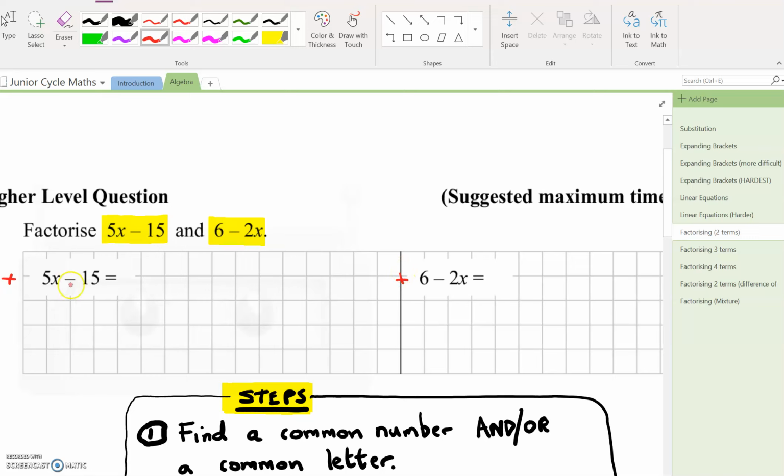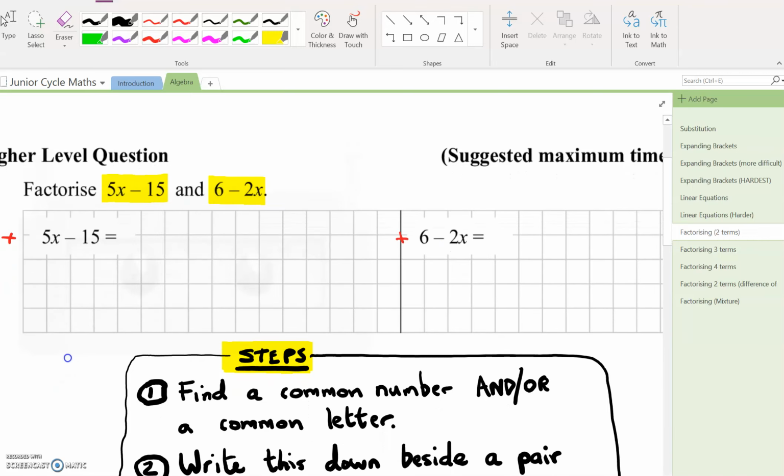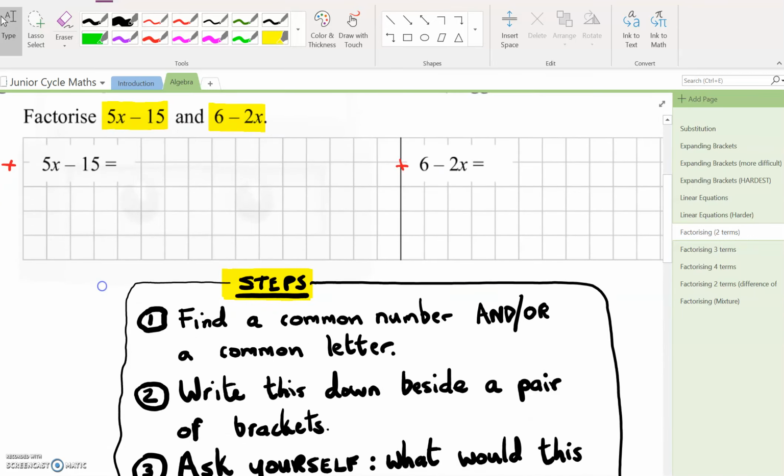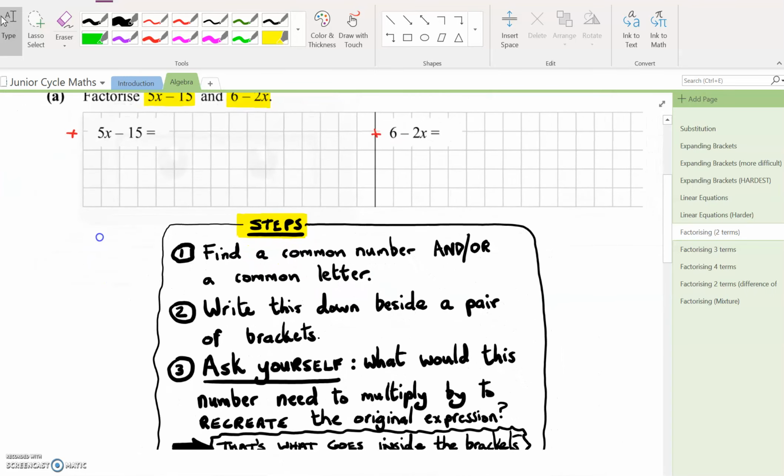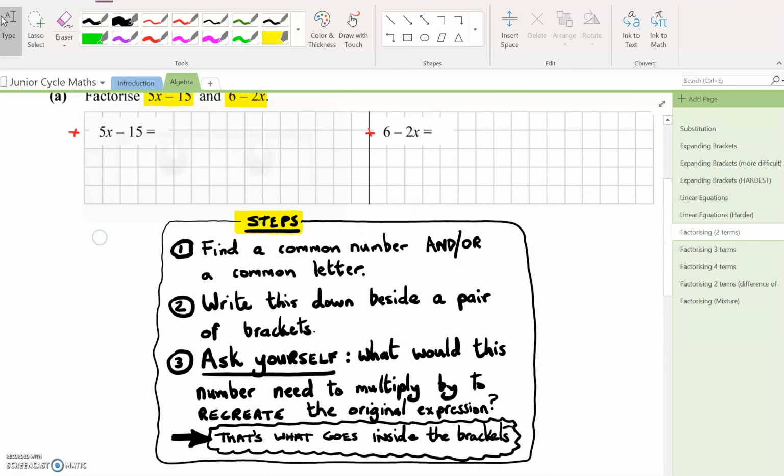So how many terms does this first question have? It has, of course, two terms, and of course this one has two terms as well. So there's a particular method to do factorizing when it comes to expressions that have two terms in them, and the steps are here. Let's take a look at this first one, this 5x minus 15 first.